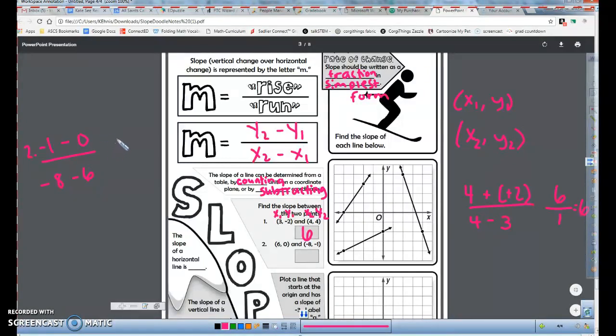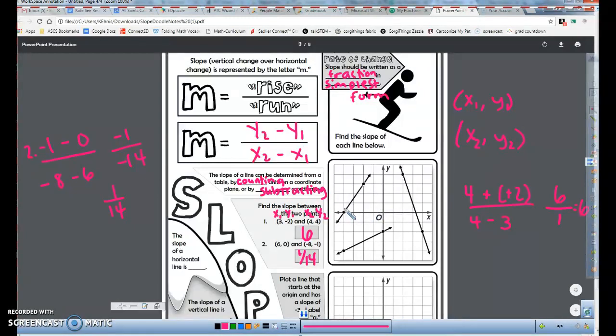Negative 1 minus 0 is negative 1. Negative 8 minus 6 is negative 14. A negative divided by a negative is simply a positive. So 1/14 would be my slope. And like this line said, we can try it by subtracting coordinates or by counting coordinates.